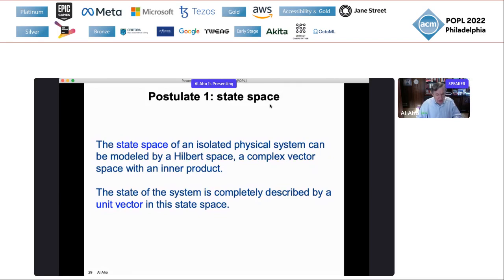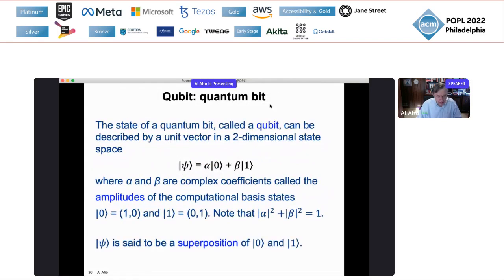Postulate 1 says that the state of an isolated physical system can be described by a unit vector in a Hilbert space, which is a complex vector space with an inner product. From this postulate, we can derive the notion of a quantum bit called a qubit, which is a unit vector in a two-dimensional Hilbert space. The state of a qubit can be represented by a linear combination of the computational basis states ket 0 and ket 1, as shown in this slide.